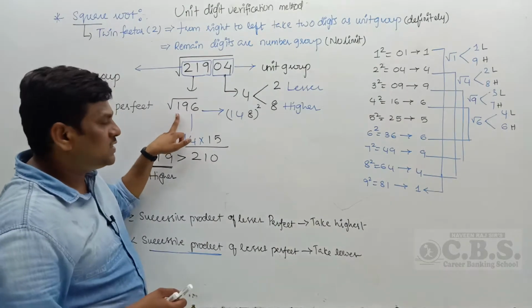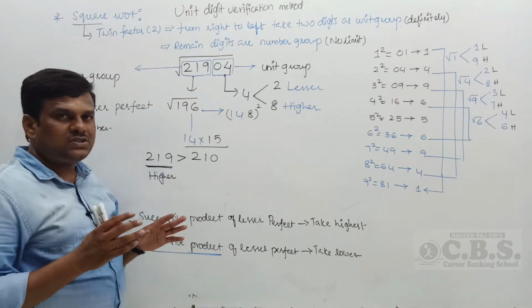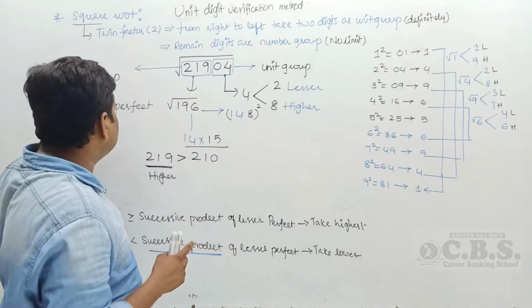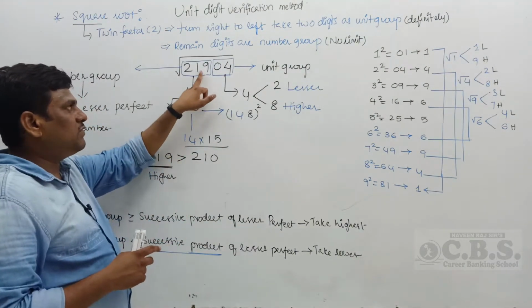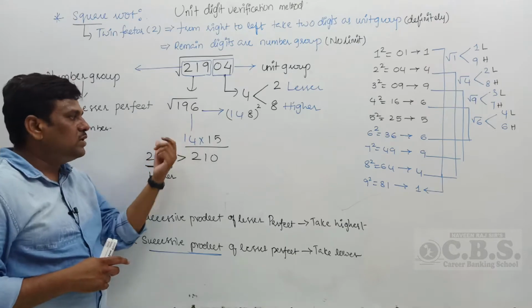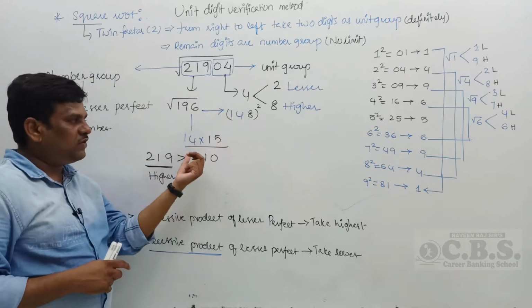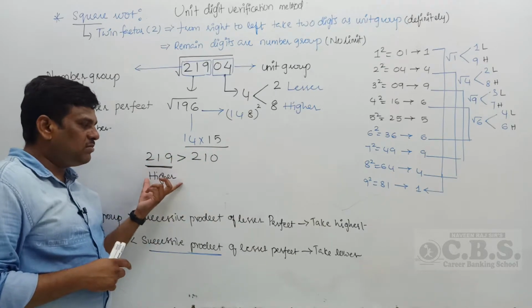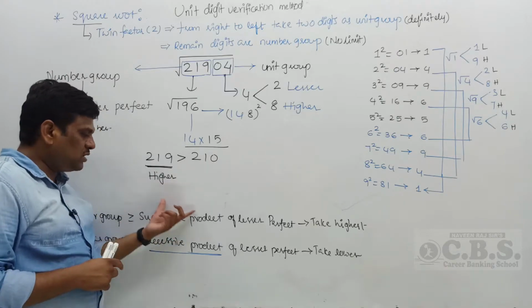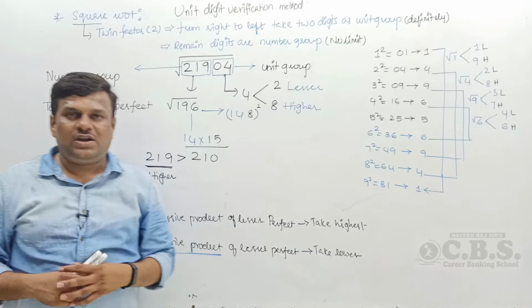14 square is 196. 15 square is 225, which is more than 219. So I always give you this condition: take only the lesser perfect square. What is the lesser perfect square of 219? It is only 196. 196 is the square of 14, and after 14 you get 15. 14 times 15 is 210. Our number is 219, so our number is higher. So definitely go with the higher unit digit, which is 8. So our answer is 148 whole square.